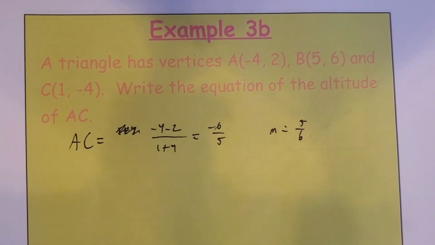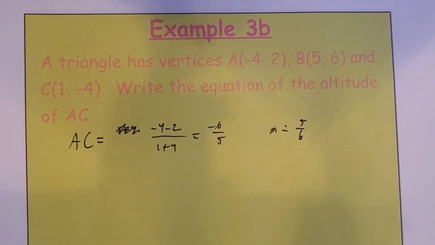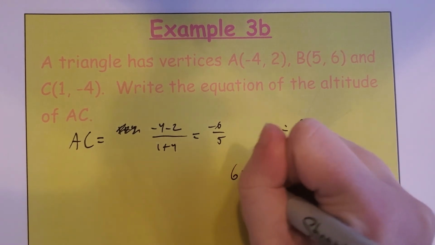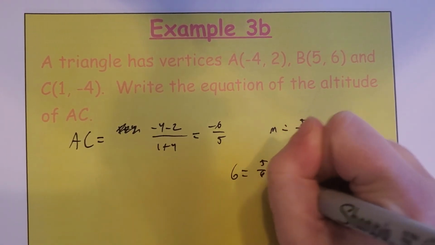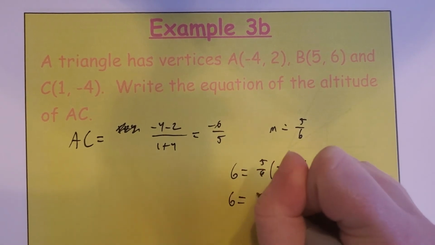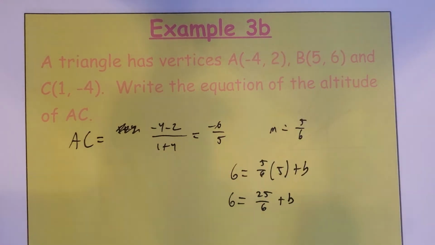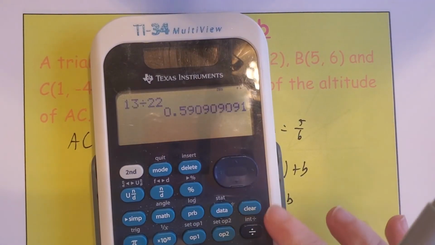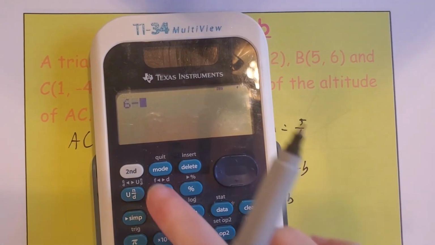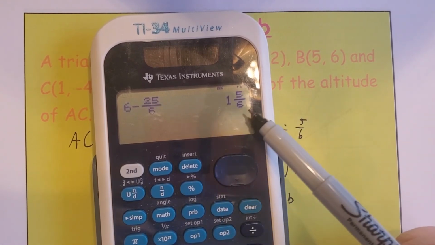So a little bit less work, I think, than the last couple problems, but we're still going right into slope-intercept form. So 6 equals 5 over 6 times 5 plus b. That's 25 over 6. So let's actually use a calculator for this one. 6 minus 25 over 6 is 1 5/6.